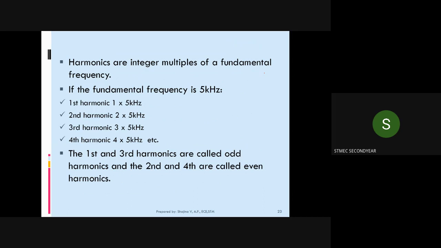Harmonics means integer multiples of fundamental frequency. That is, for example, if our fundamental frequency is 5 kilohertz, first harmonic means that is 1 into 5 kilohertz. Second harmonic means 2 into 5 kilohertz. Third harmonic means 3 into 5. Fourth, 4, etc. അപ്പോൾ ഇതിനെയാണ് നമ്മൾ ഹാർമോണിക്സ് എന്ന് പറയുന്നത്. ഹാർമോണിക്സ് എന്ന് പറയുന്നത് ഇൻറ്റിജർ മൾട്ടിപ്പിൾസ് ഓഫ് ഫണ്ടമെന്റൽ ഫ്രീക്വൻസി ആണ്. ഒരു ഇൻപുട്ട് സിഗ്നൽ അപ്ലൈ ചെയ്ത് ആംപ്ലിഫൈ ചെയ്ത് നിങ്ങൾക്ക് ഔട്ട്പുട്ടിൽ കിട്ടി.